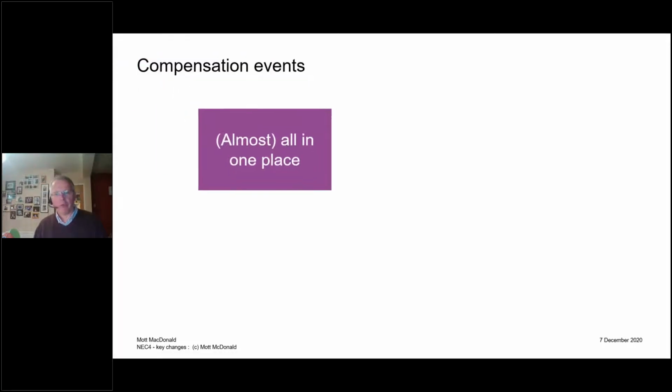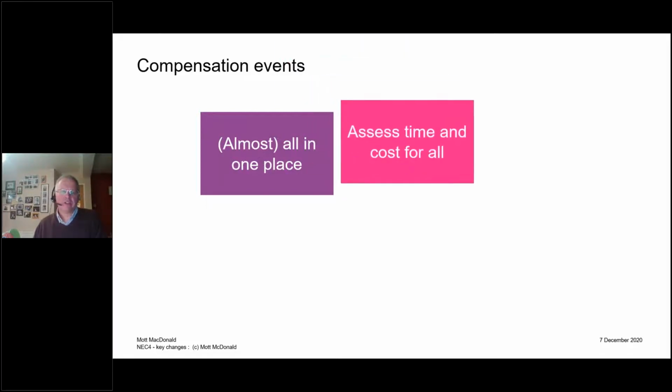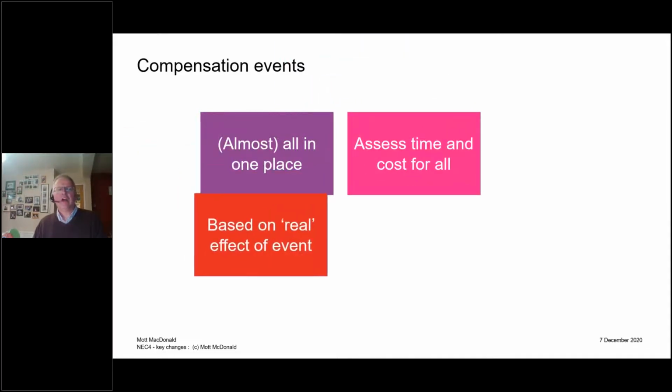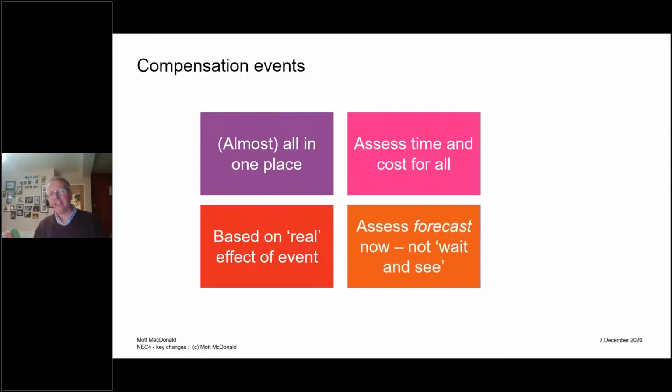And spare me one moment, NEC compensation events, they're near enough all in one place. Time and cost for all of them. Fundamentally different from any other contract on the planet. They're based not on BOQ rates, but on the forecast real cost of the event. And the biggest word in the NEC, the most important word in the NEC, is the F word. I've actually written an article on it, published in the NEC newsletter, called the F words in the NEC. I hadn't realized it when I wrote it, but I do now. That word is the most important word in the contract.